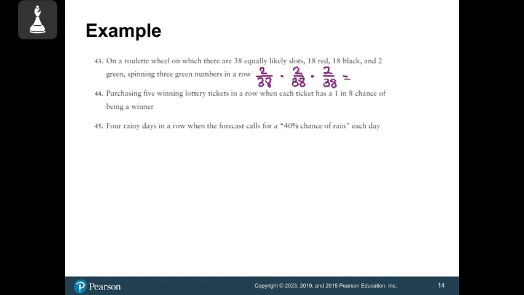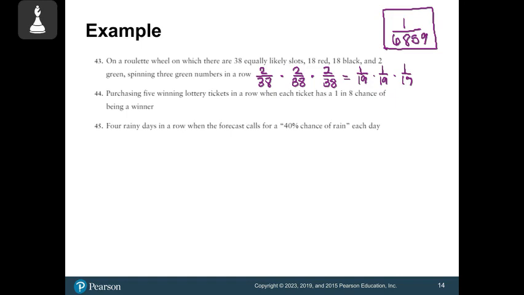Some of you may know that each of these 2 out of 38 can reduce to 1/19. So if I reduce each of those to 1/19 and then multiply, the final answer is going to give me 1 out of 6,859 chance that I'm going to get green, then green, then green.